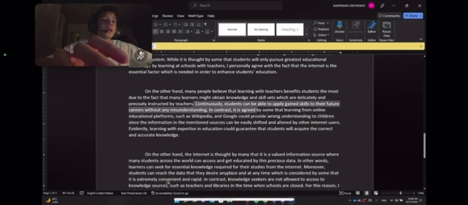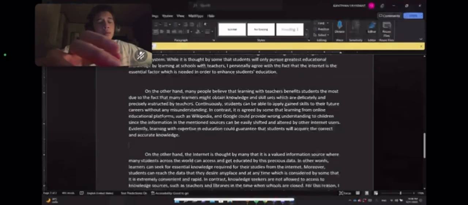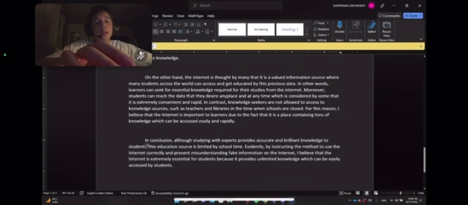Then the next, continuously, is that students are able to apply and gain skills from that. Here you can see that I wrote a sentence which supports the previous idea, so it can make my paragraph stronger in meaning. So that's basically it for the first paragraph, the first topic.